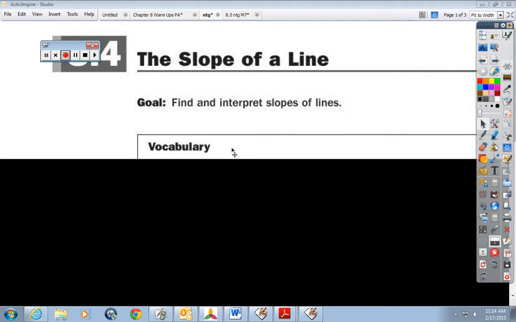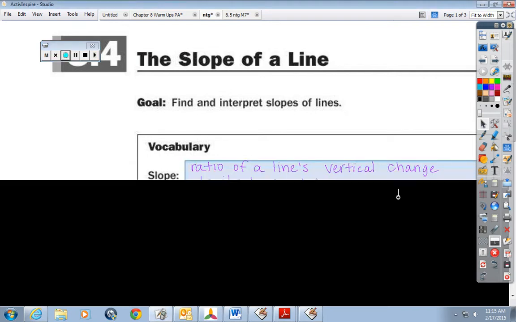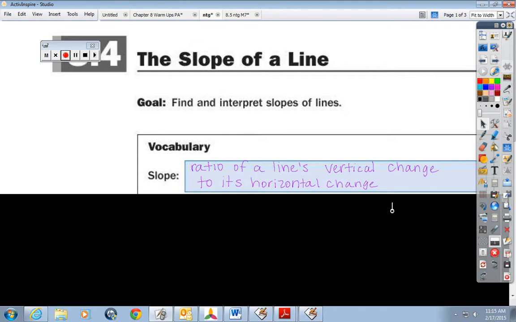But the slope just means that you have a change. You have a change for how far up or down you're going and how far forwards or backwards you're going. So we write the slope as a ratio of a line's vertical change, so how much it changes up and down, in relation to how much it changes left and right, which is the horizontal change. So again, the slope is the ratio, so we're going to write it as a fraction. And guess what? We can write it as an improper fraction. So it's a ratio of a line's vertical change to its horizontal change.